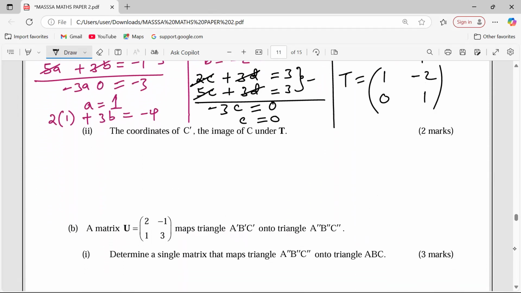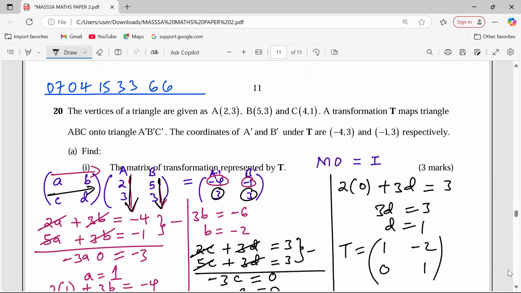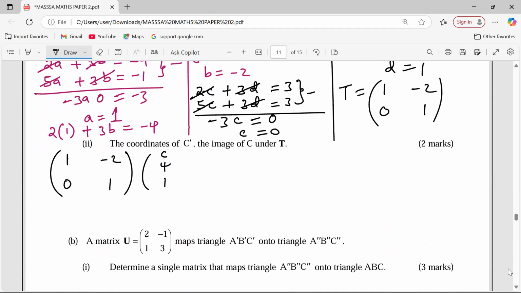Part 2 of this. Look at the question. The coordinates of C' should be determined, the image of C under T. So T is (1, -2; 0, 1) multiplied by C. C is (4,1). That way, this will give us now the image.